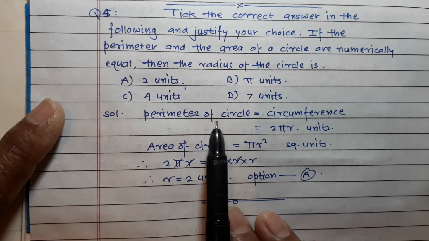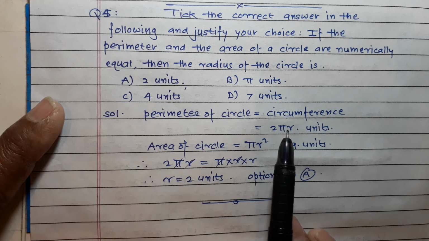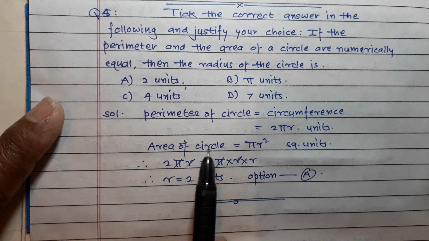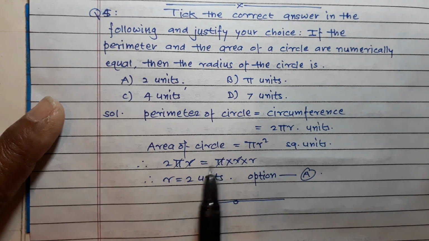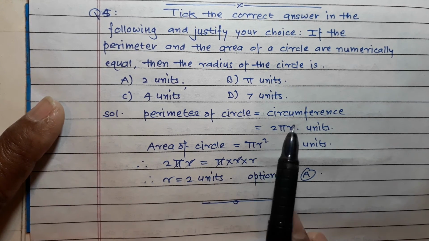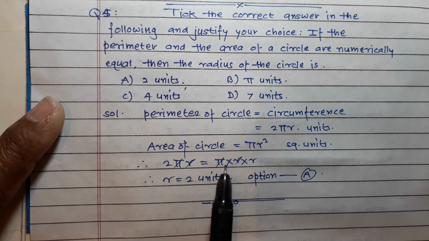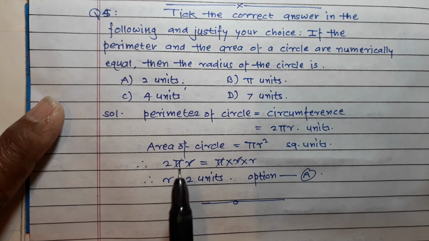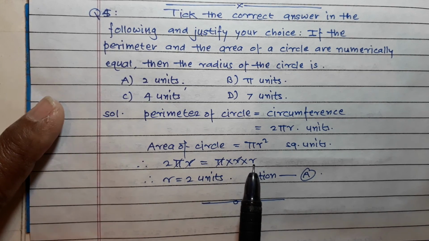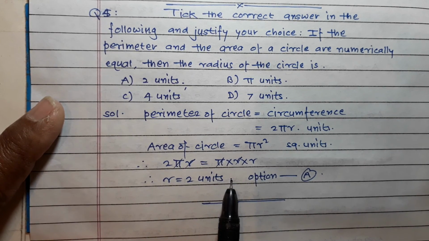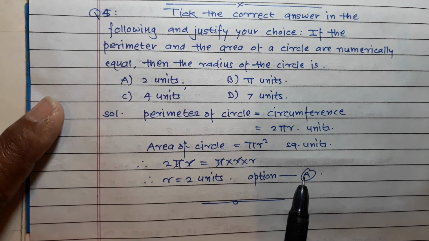So solution. Perimeter of circle is equal to circumference, which is equal to 2 pi r units. Area of circle is equal to pi r square units. Now these numerical values are the same, therefore this and this are equal. So 2 pi r is equal to pi into r square, and pi gets cancelled, and 2 is equal to r. So r is equal to 2 units. Option A. Okay, so the correct answer is option A.